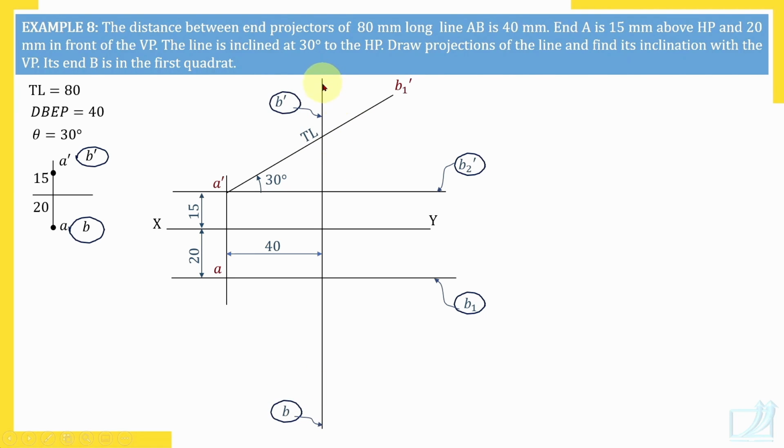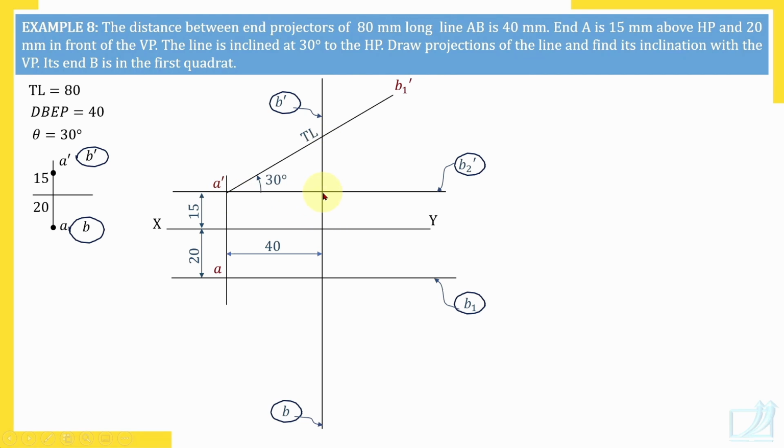Now watch here. This projector of end B intersects many other lines on paper. Not all these points of intersection are important or significant. Here it cannot be B dash because this line is at an angle theta, 30 degrees. Remember, A dash B dash must have angle alpha, not theta. So this cannot be B dash.